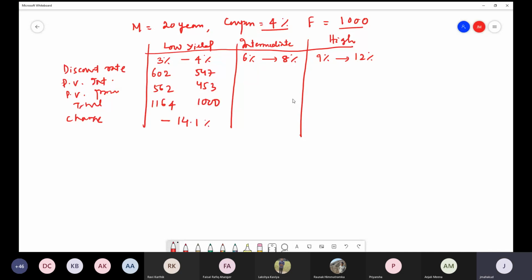Second case, from 6% to 8%, I'm directly writing the total value. It is coming 769, then 604. Then it has become minus 21.5%. From 9% to 12%, in this case we have seen that your total value has become 545, then 398, then this becomes minus 27%. Minus 27%. What have you observed from here? Can you tell me?